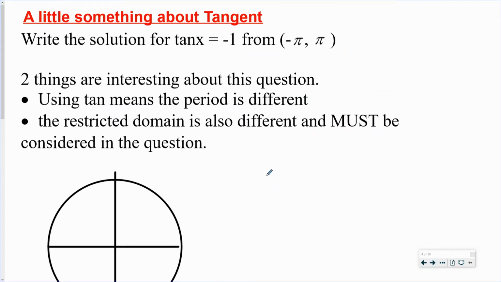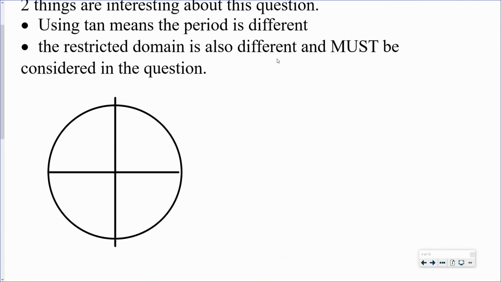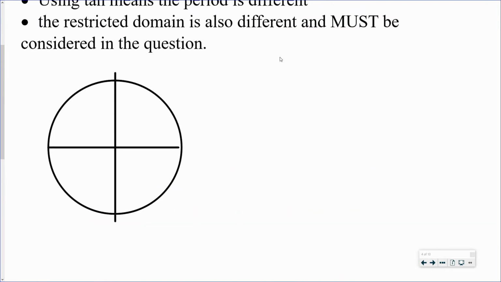Alright, let's talk very briefly about tangent. It's probably our least favorite one because it's so weird, but it says write the solution for tan x equal -1 from negative pi to pi. Now remember, tan has a period of pi, so this is like asking for 2 cycles of pi. Okay, so we can think about the graph for a moment here.